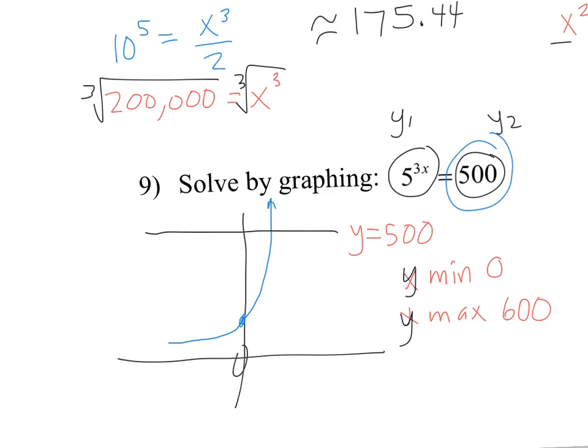So then what you do is you use your second trace, intersect, and the calculator is going to ask you to go on your first curve and your second curve, and it's going to ask you to guess, and you're looking for the x-coordinate. So when I do that, I get an x-coordinate of approximately 1.29. So that's my solution, approximately 1.29.